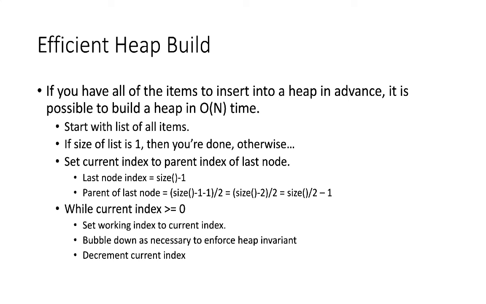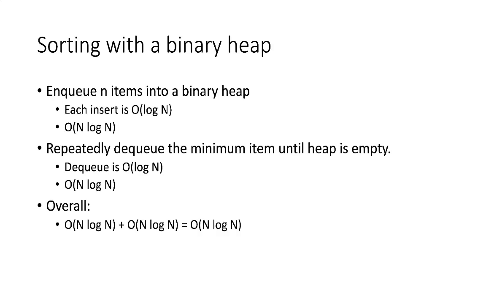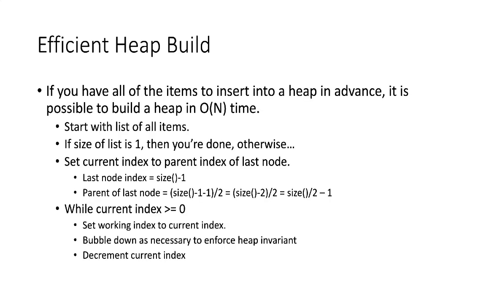So if I build a heap by enqueuing n items, then it's going to take me order n log n time in order to build the heap. But it turns out that we actually have a more efficient way of building a heap if you have all the items in advance, right? If you have all the items in advance, you can actually build a heap from those items in order n time. And so the algorithm for an efficient heap build is you start with a list of all the items in some random order, or whatever order you have them in, so that the invariant may not hold.